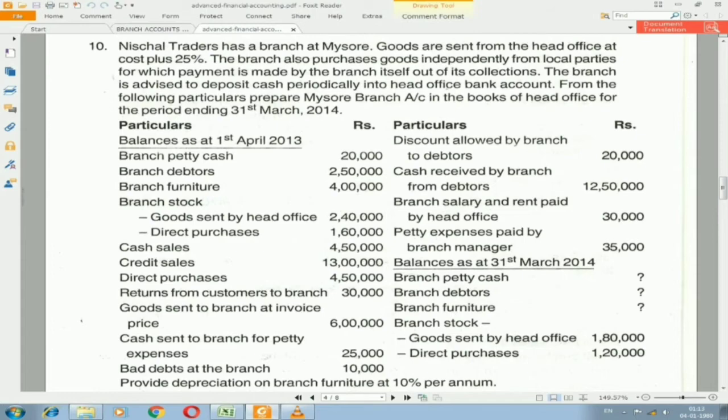First, we have branch petty cash that will not come under debtors account. Then we have branch debtors, that is the opening balance we are supposed to take. Furniture we are not going to take. Stock we are not going to take. Credit sales they have directly given, that we can take. Return from customers, that is nothing but sales return, we need to take. Apart from this, we have bad debts. Bad debts we are supposed to take on the credit side. Then we have discount allowed by the branch to debtors, that is for customers. Then cash received by branch from debtors. These entries we are supposed to record in a memorandum of debtors account, and we need to find out the missing information, that is the closing balance of debtors.